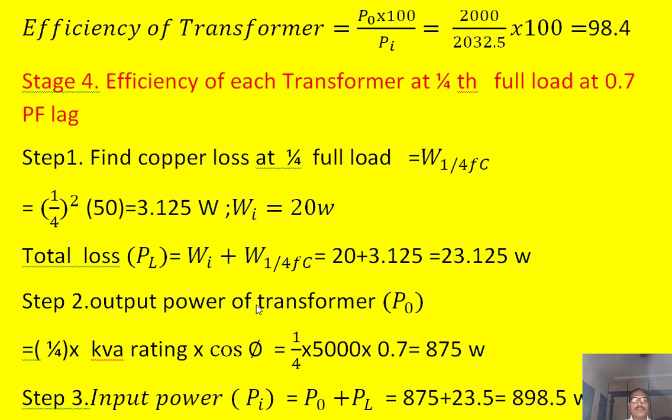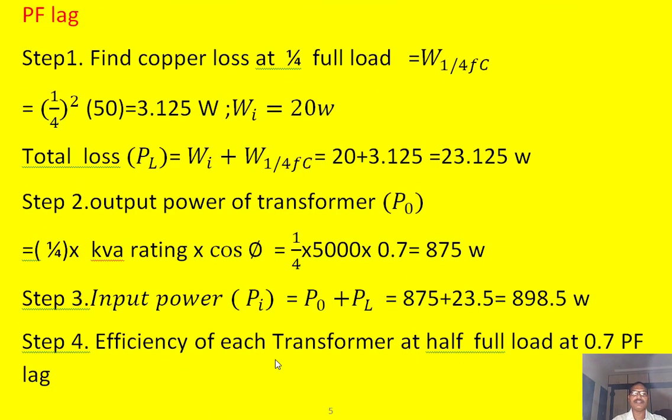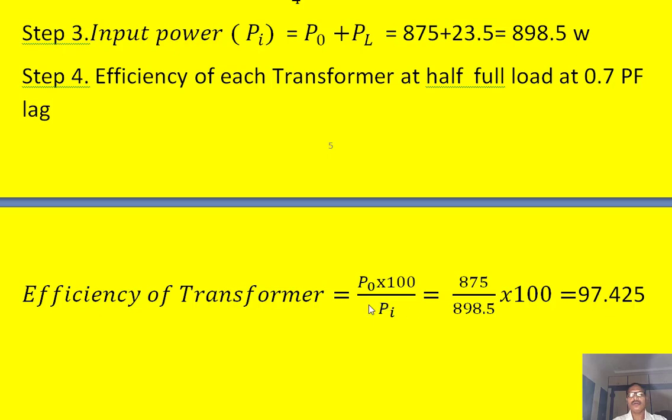We know the output and we know the losses, so we can calculate the input to the transformer. That is P_i is equal to P_0 plus P_L. So 875 plus 23.125, we get 898.125 watts. This is the input and we know the output, so we can calculate the efficiency of each transformer under this condition. Once we substitute, we get 875 divided by 898.5 into 100, which gives us 97.425 percent efficiency.